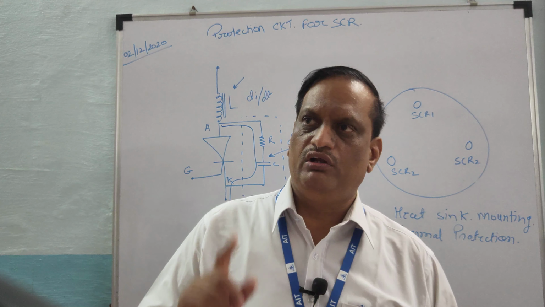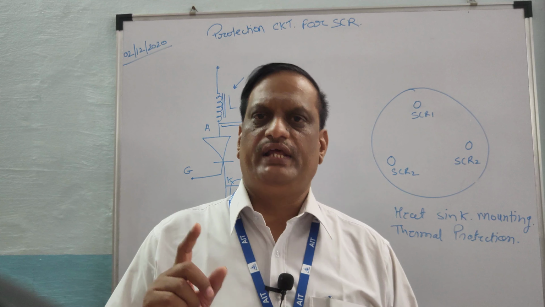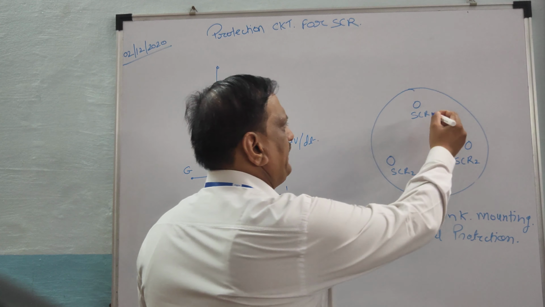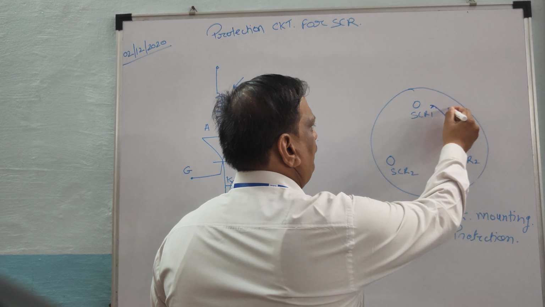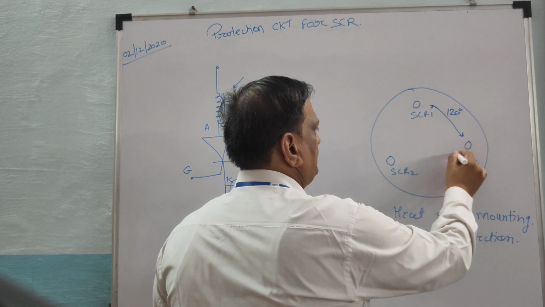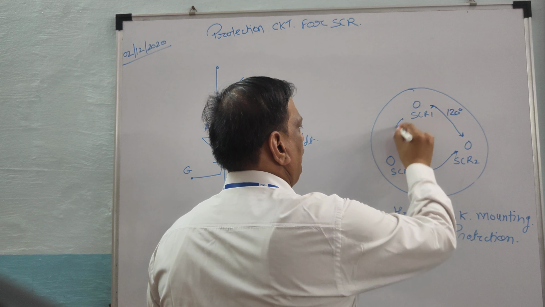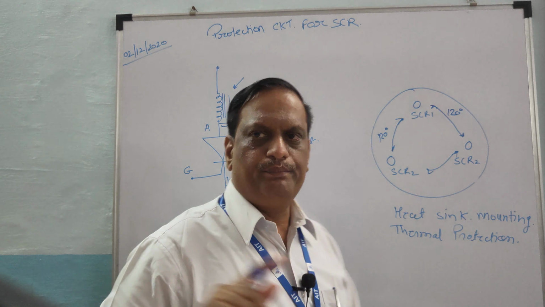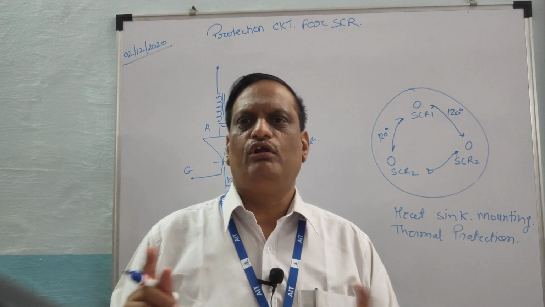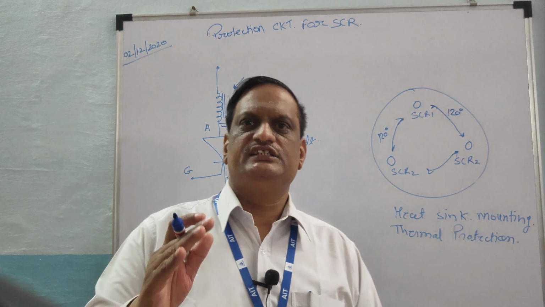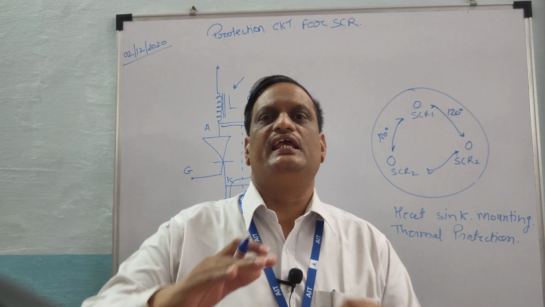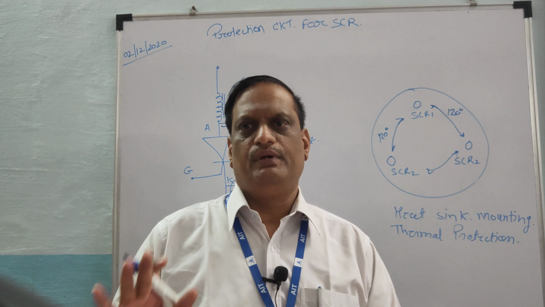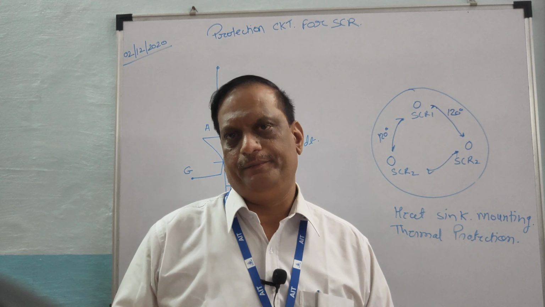That is why it is always recommended that you take a circular heat sink, and the angle between these devices should be 120 degrees. So, they should be connected apart from each other at 120 degrees, so that each device will share an equal portion of the heat sink, and because of that the thermal damage will be avoided.